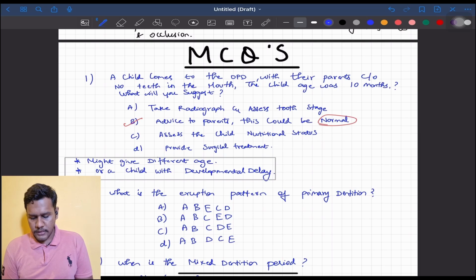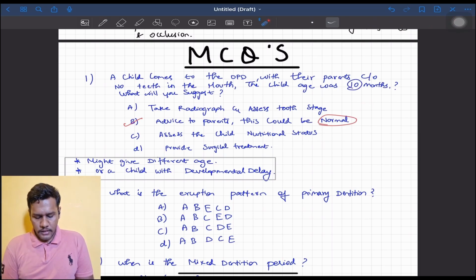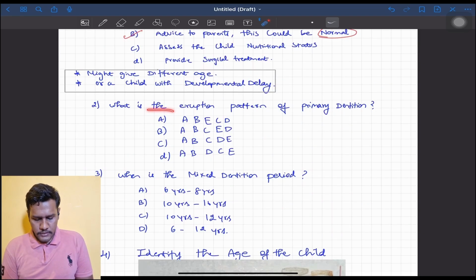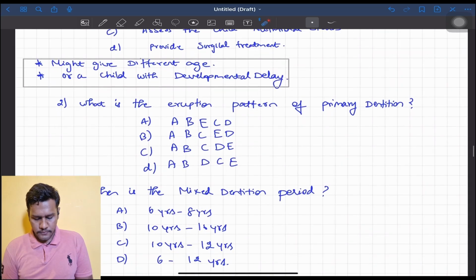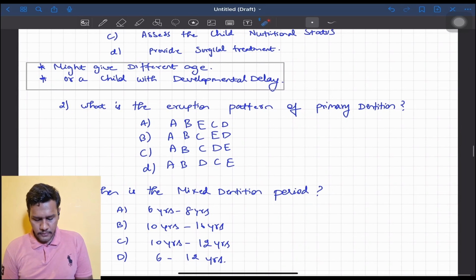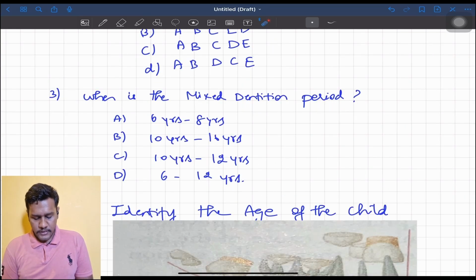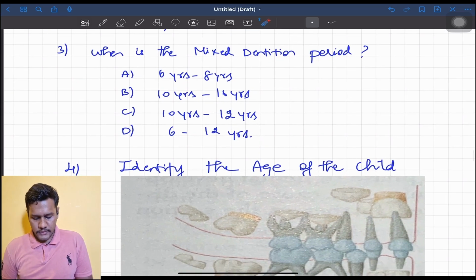Okay, it's only 10 months. Still, we can wait for 2 to 3 months. Then we can take a radiograph and assess whether a tooth bud is present or not. Next question: what is the eruption pattern of a primary dentition? I said it above. You try to find the answer. When is the mixed dentition period? It's also clearly said above. You can easily solve this.